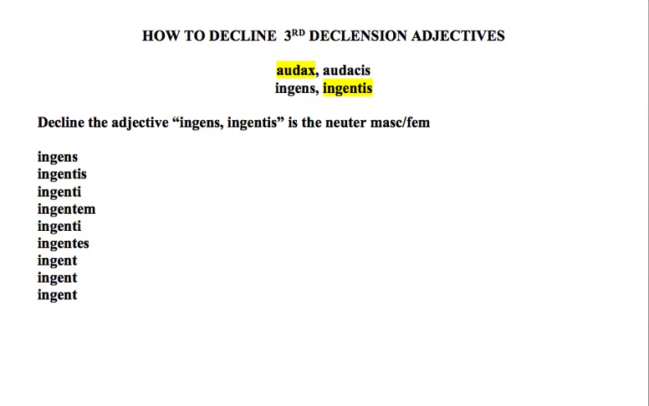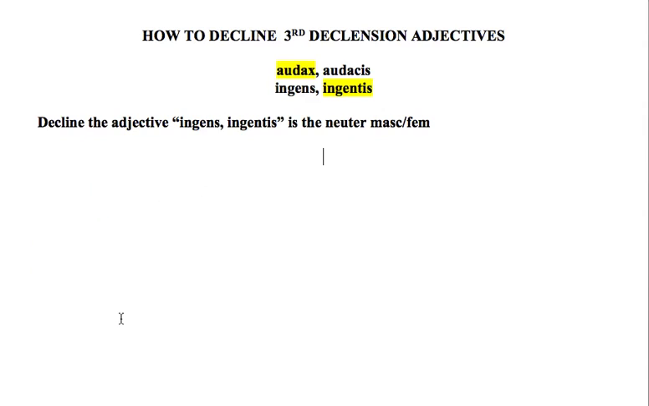They will look nearly 100% like the noun, with the exception of the ablative singular, which will be the letter I, and the genitive plural, which will be the letters IUM. So this is what the adjective ingens, ingentis will look like when it is declined in the masculine and feminine.